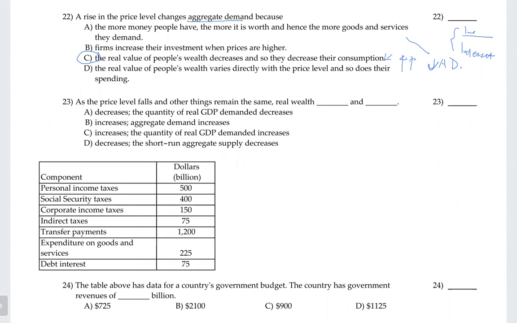23. As the price level falls and other things remain the same, real wealth will increase, because a lower price means your purchasing power will increase. And then the quantity of real GDP demanded will increase. That's because of the income effect. So the answer is C.